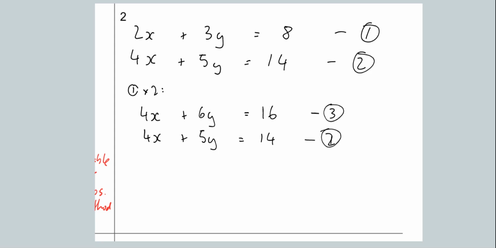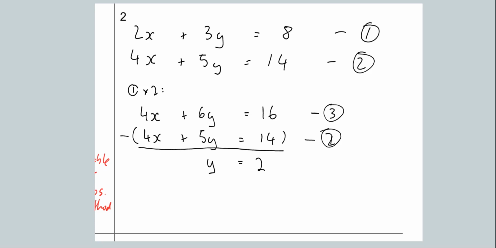Having done that, we can now use the elimination method in order to remove one of those terms. It's like doing a column add, or in this case, a column subtraction. If I subtract equation 2 from equation 3, I get this. 4x minus 4x is 0, so it's gone. 6y minus 5y is y, and 16 minus 14 is 2. So I ended up with a solution for y.